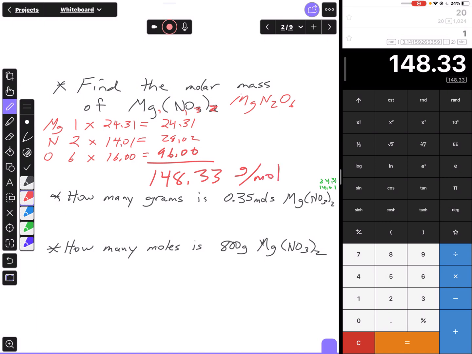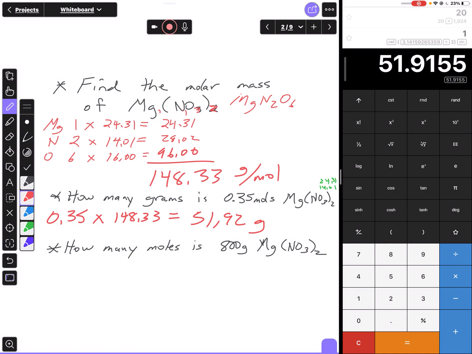Now, my next question is this: how many grams is 0.35 moles of magnesium nitrate? Well, I've already found the molar mass, so remember to go from moles to grams, I multiply by the molar mass. So I take 0.35, multiply it by the molar mass I've calculated, 148.33. And I get, rounded to two decimal places, 51.92. And then my units would be grams of Mg(NO3)2.